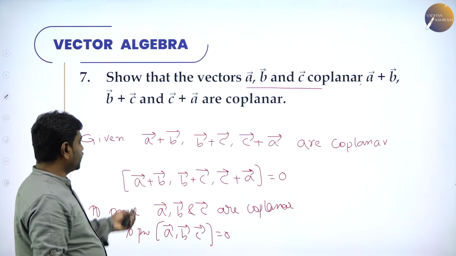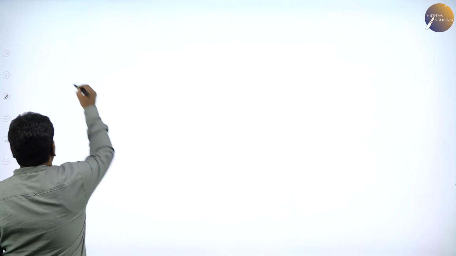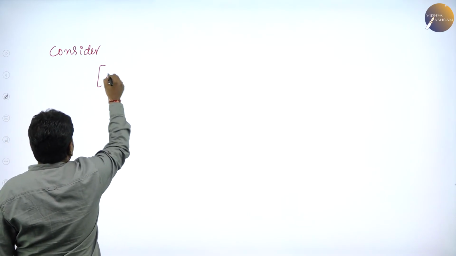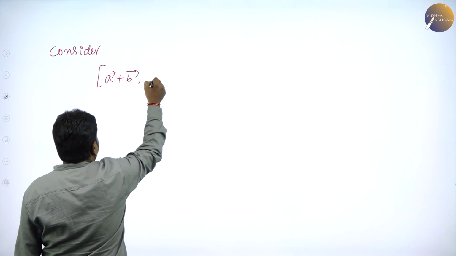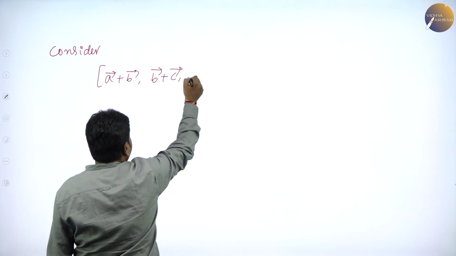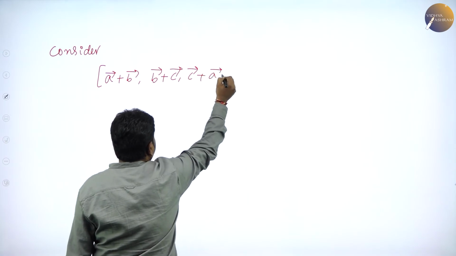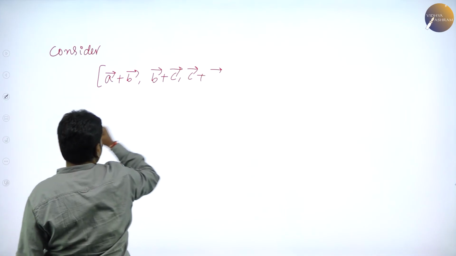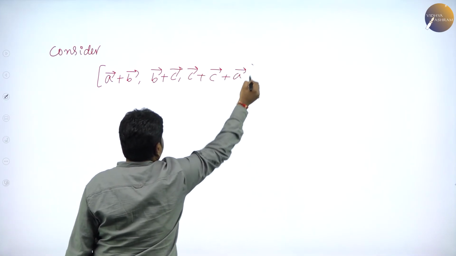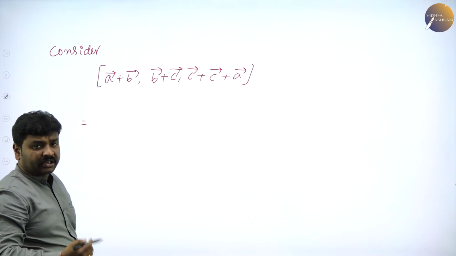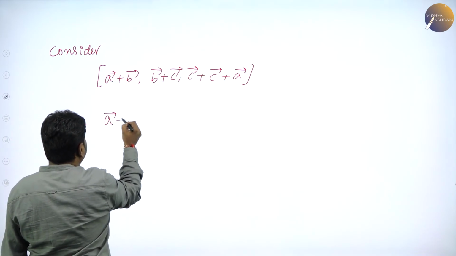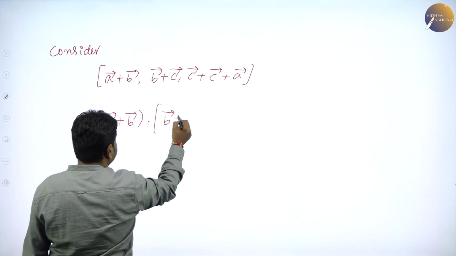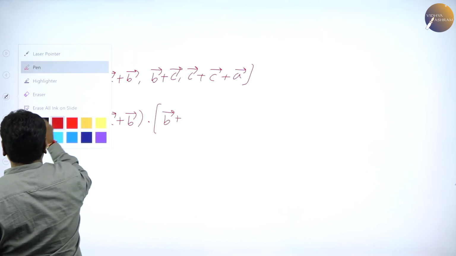So now, simple, we'll consider box [A+B, B+C, C+A]. All of you know very well, box [A+B, B+C, C+A] can be written as (A+B) dot, first vector dot, second vector cross, that is (B+C) cross (C+A).